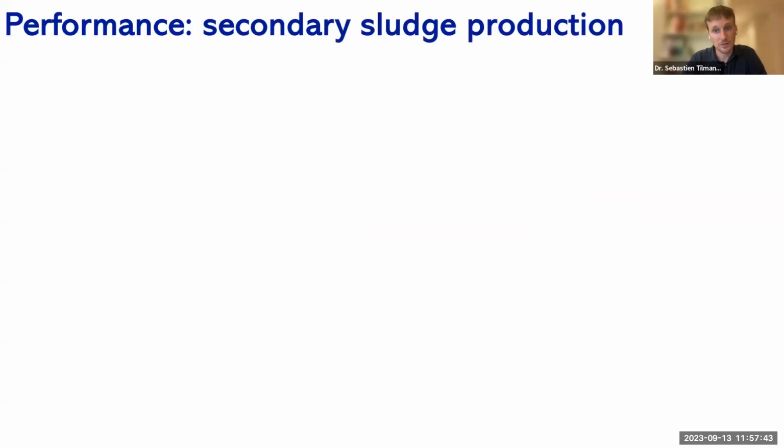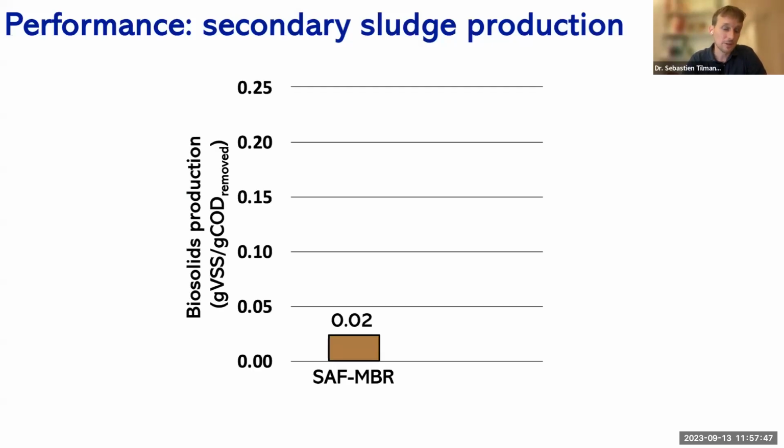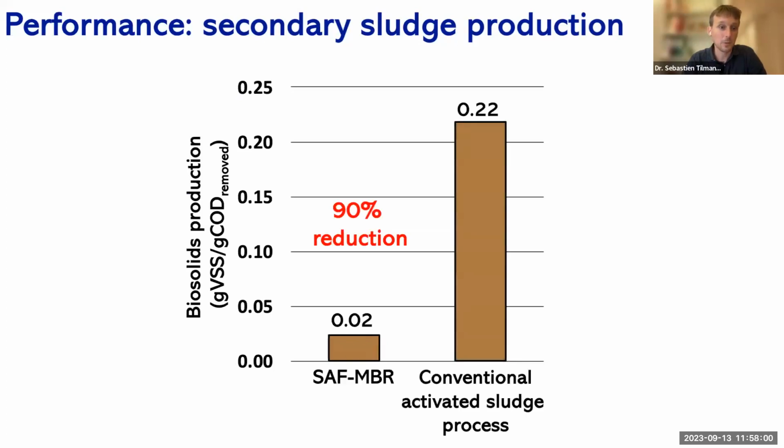The other element of this is to look at how much secondary sludge we're producing. We produce about 0.02 grams of volatile suspended solids, so grams of basically organic material solids that need to be disposed of as biosolids, for every gram COD that we remove. That's a 90% reduction compared to a conventional activated sludge process. So we're driving down the secondary biosolids production by 90%.